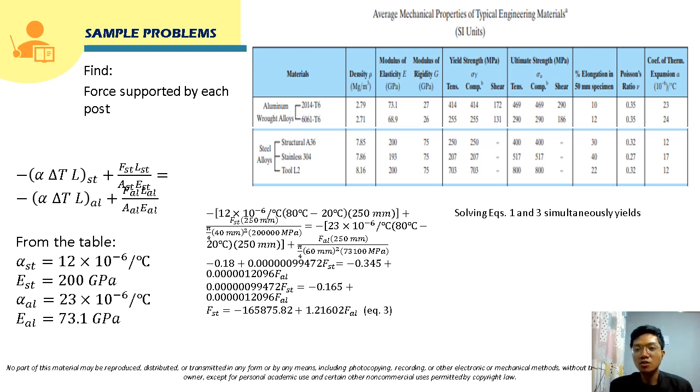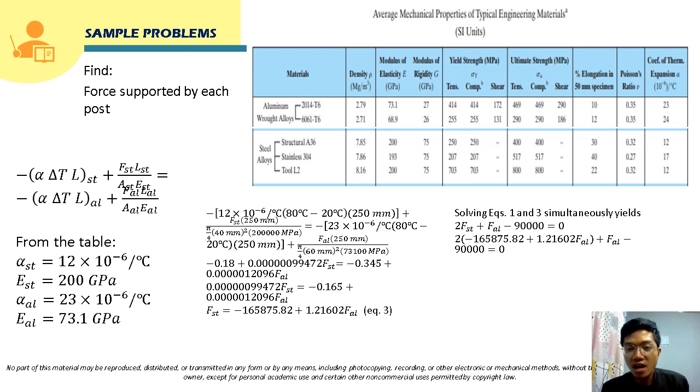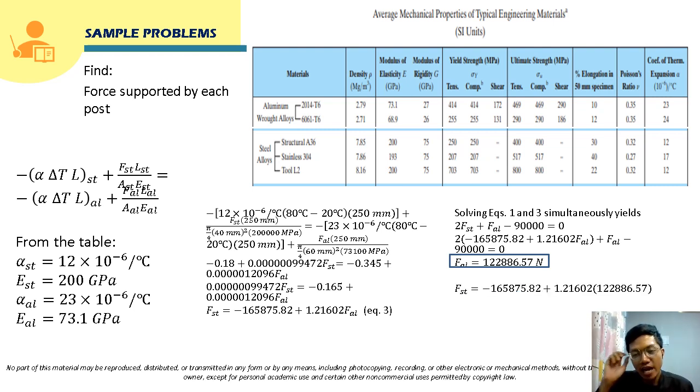So solving equation 1 and equation 3 simultaneously. This is equation 1, right? We can substitute this FST into this, so that the only unknown here will be FAL. Solving for FAL, it will give us 122,886.57 Newton. So this will now be the answer for the force in the aluminum post. Now for the FST, or the force in the steel, we can use this equation and just substitute the value that we solved for FAL.